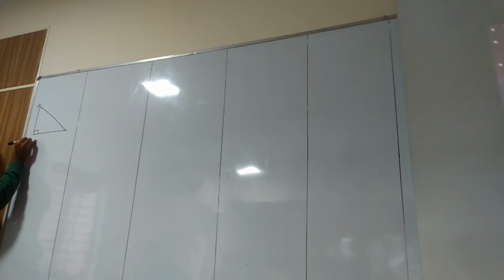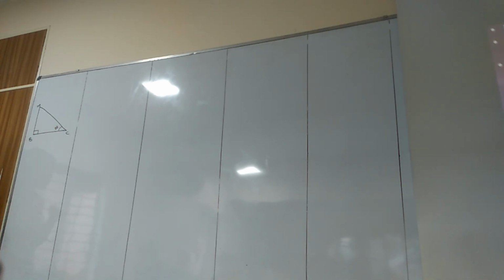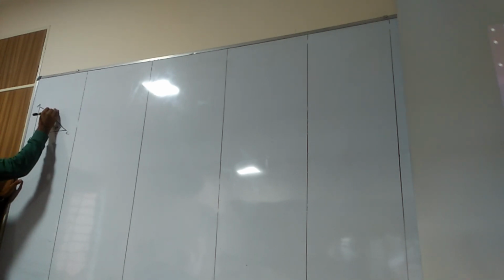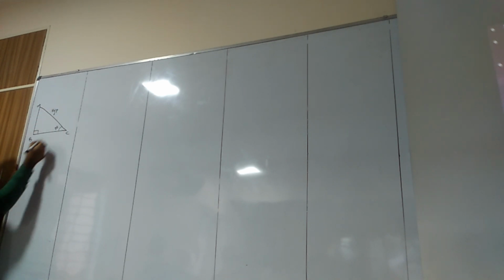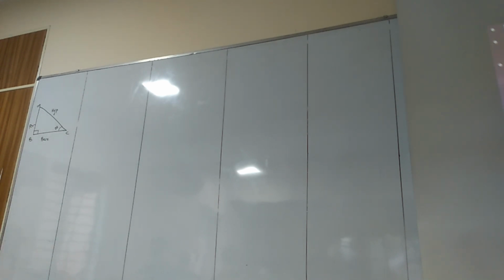Triangle ABC, with the angle here. This side is called the base. This is called the perpendicular. Write down this figure. Earlier I had taken the angle here, now I have taken the angle at the bottom. That's it.